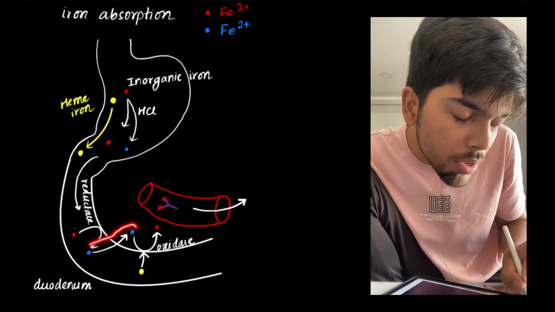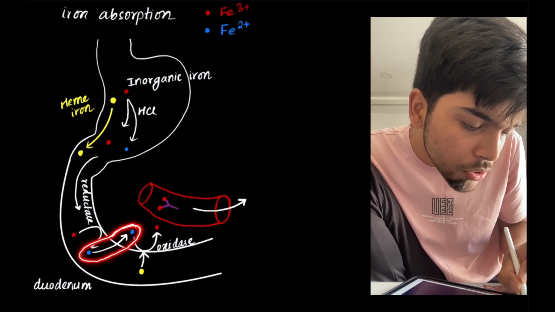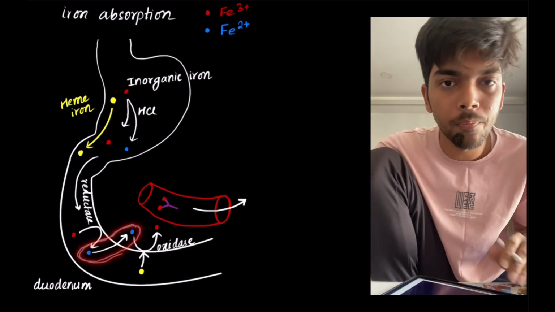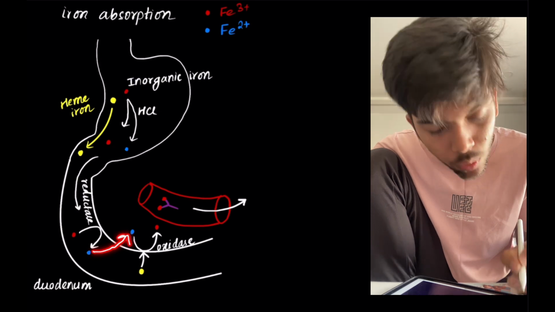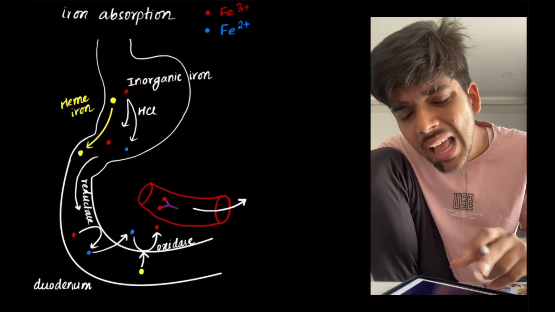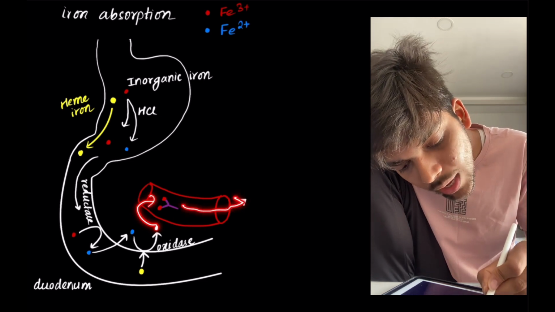Only for this step, inorganic iron had first to be converted into ferrous form. But once this ferrous form is sent to the other side of the duodenum, it again has to be converted to ferric form for the sake of transportation.